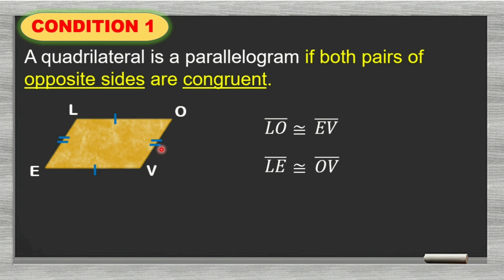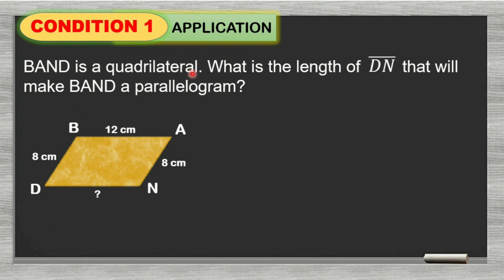To better understand this condition, let's have an example. BAND is a quadrilateral. What is the length of side DN that will make BAND a parallelogram? So kung titingnan natin ang given illustration, kahit i-mental math lang natin yan, ay napaka-obvious naman na ang measure netong side na ito ay alam na agad natin. Diba? Kaso minsan, may mga pagkakataon na mahirap ang problem. Kunyari, may mga variables nang involved at mahirap minsan i-mental math ang sagot. Kaya mas maigi na matuto tayong gumamit ng complete solutions.